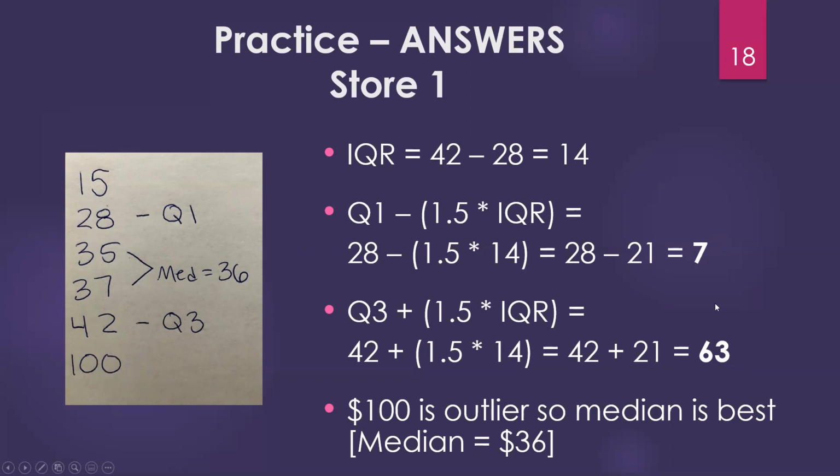If there's a value that's outside of this range, that's an outlier. So this $100 is an outlier. If there's an outlier, then the appropriate measure of central tendency is the median. Here our median is $36. So our best measure of an average for these jeans prices is 36. We're using the median because there's an outlier.